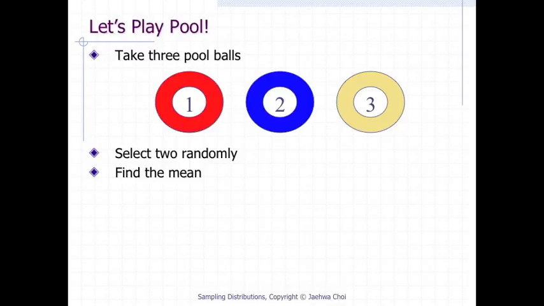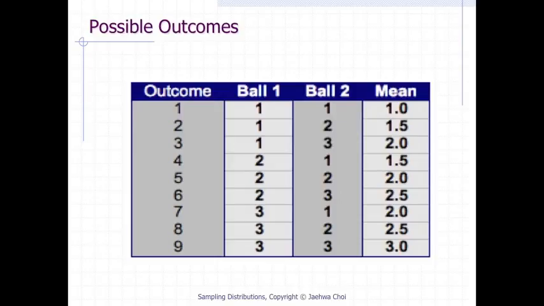To illustrate the concept of a sampling distribution, we will use a simple example. Select two of these three pool balls randomly and find the average of their numbers. Of the possible outcomes from this scenario, you will find that all the means are either 1, 1.5, 2, 2.5, or 3. Notice that some means occur more frequently than others. For example, there are 3 ways to get a mean of 2, but only one way to get a mean of 3.